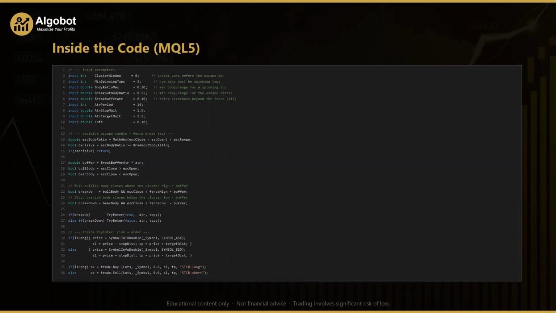Inside TryEnter, a long takes the ask price, places the stop below entry and the target above it, then calls trade.buy with the lot size, stop, and target. A short mirrors this exactly. It takes the bid price, places the stop above entry and the target below, and calls trade.sell. Both distances come from the ATR multipliers, so risk scales with the current volatility.